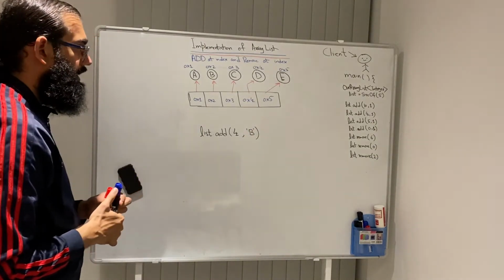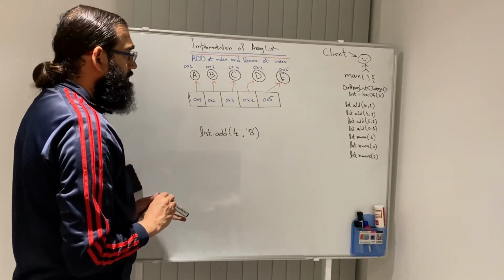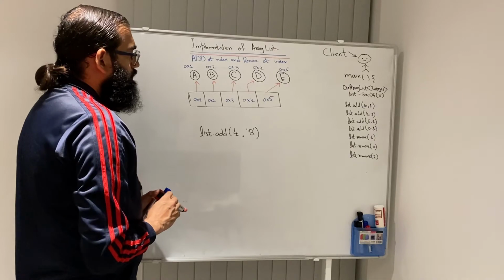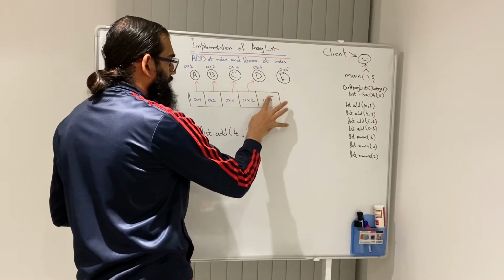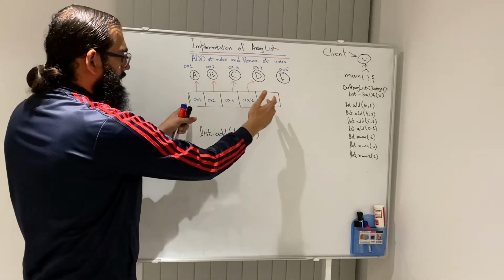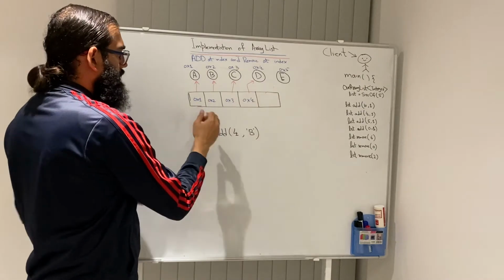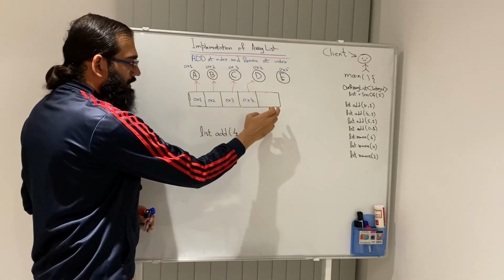Now in this case what will happen? Assume for now this one is empty. So it means our capacity is this but our size is this. Originally on 4, 0 1 2 3 4, we already have this.